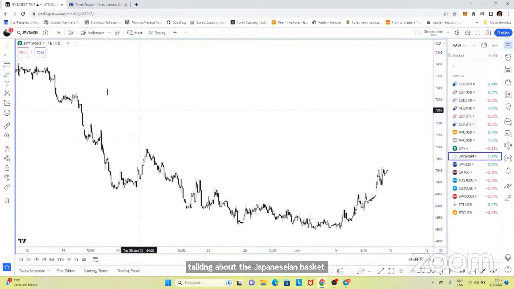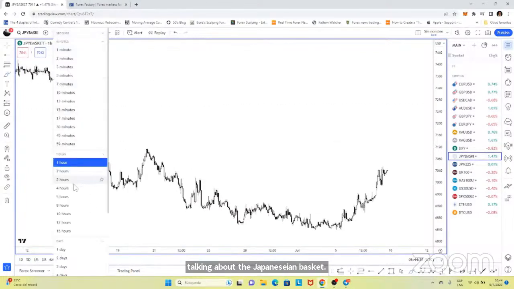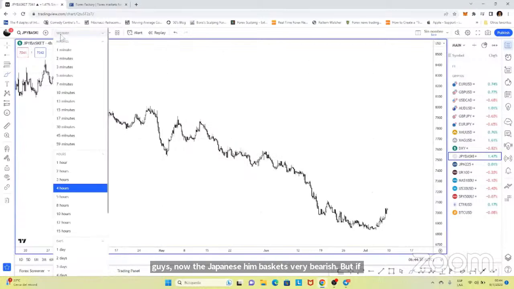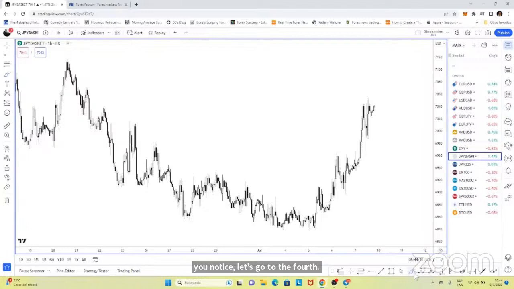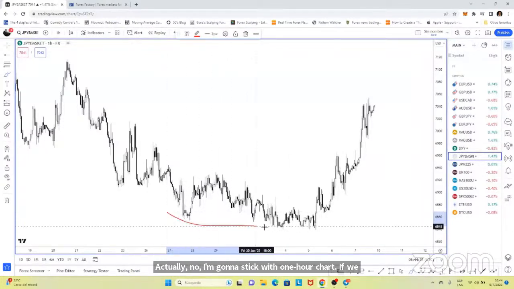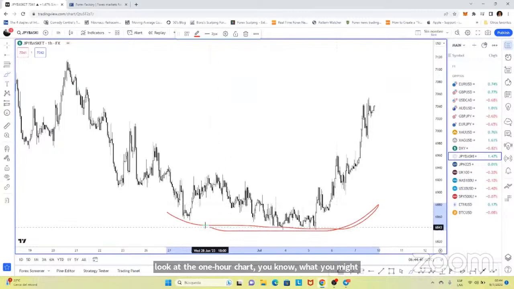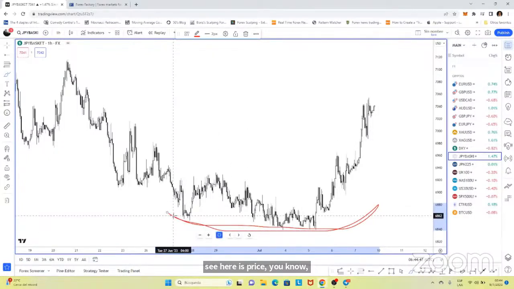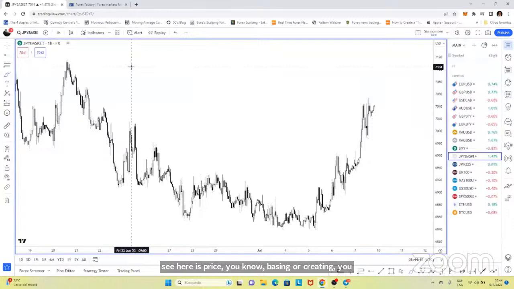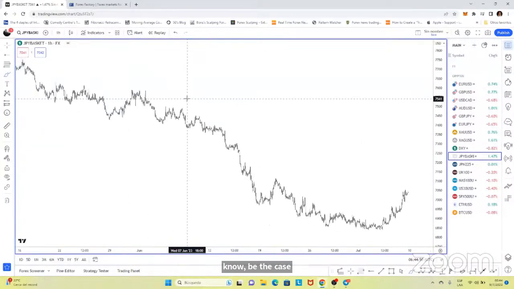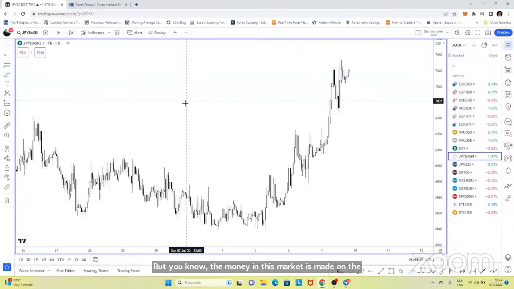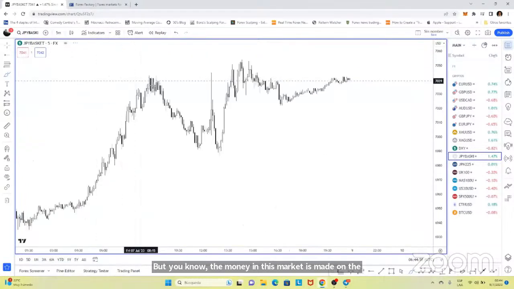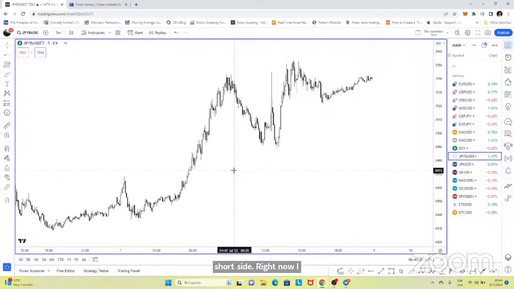Now, the Japanese yen basket is very bearish. But if you notice, let's go to the four. Actually, no, I'm going to stick with the 1 hour chart. If we look at the 1 hour chart, what you might see here is price basing, or creating a base for a reversal, which can actually be the case. But the money in this market is made on the short side, but right now, I will probably be looking for longs.